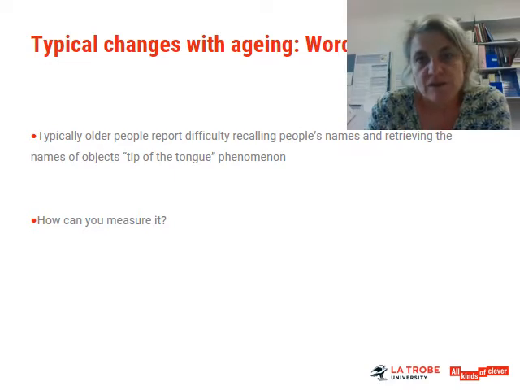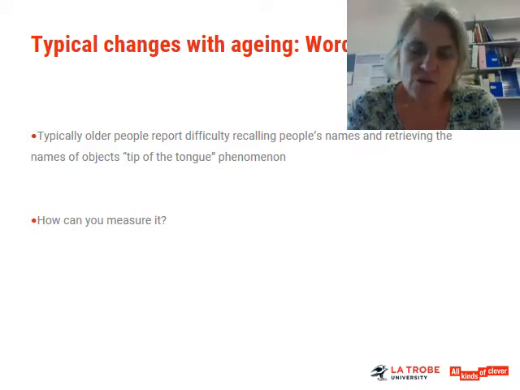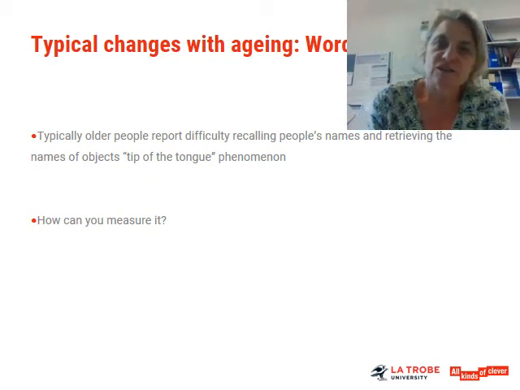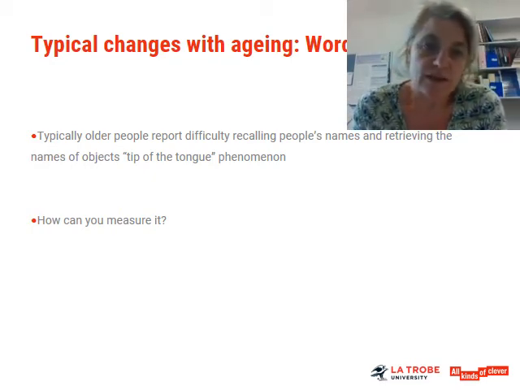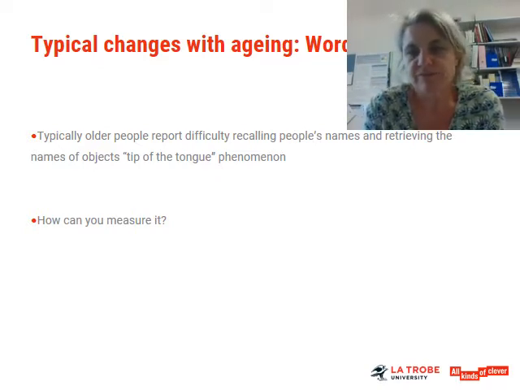It's very common for people who are perfectly healthy, with no disease or illness going on, to report as they get older that they're having trouble thinking of people's names and retrieving the names of objects. Often people will say, I know what the word is, it's on the tip of my tongue, I just can't get it. And so it's been called the tip of the tongue phenomenon because so many people describe it.